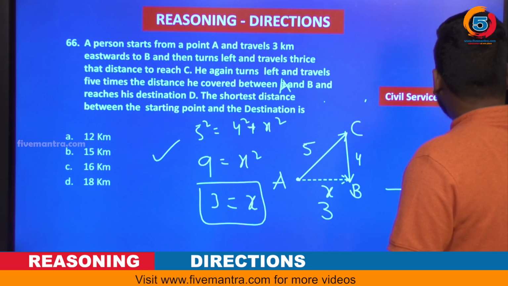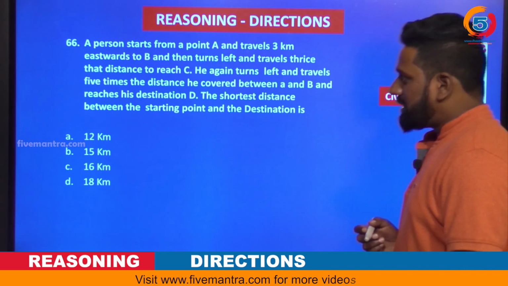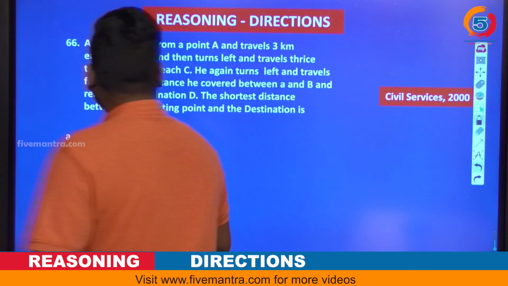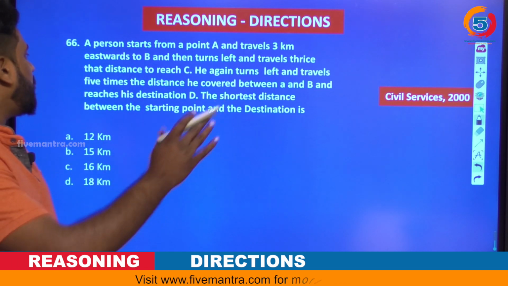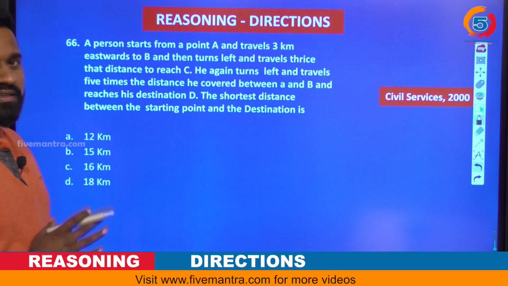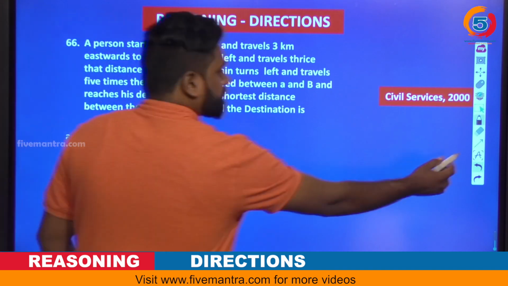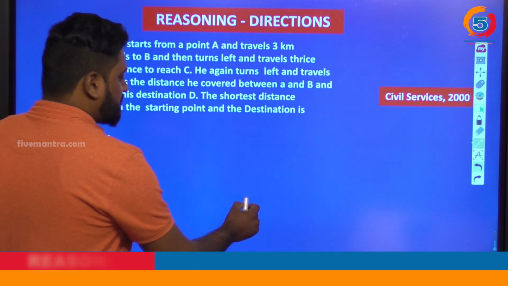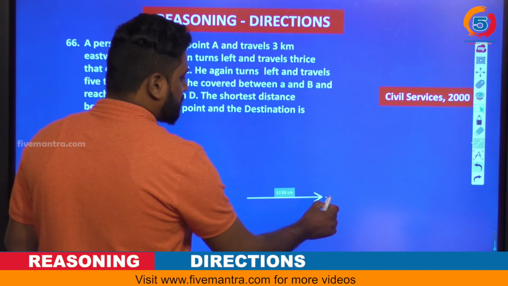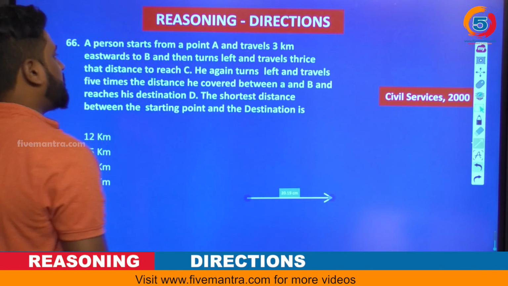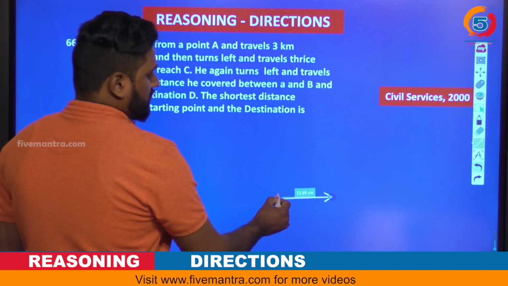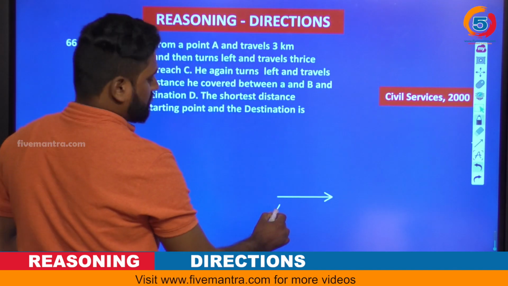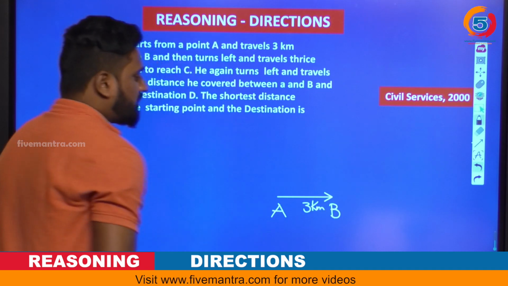So observe the difference between the last question and this question. Here, a person starts from point A and travels 3 kilometers eastwards towards B. That is common. Eastwards means this is the direction. How many kilometers is given? 3 kilometers.